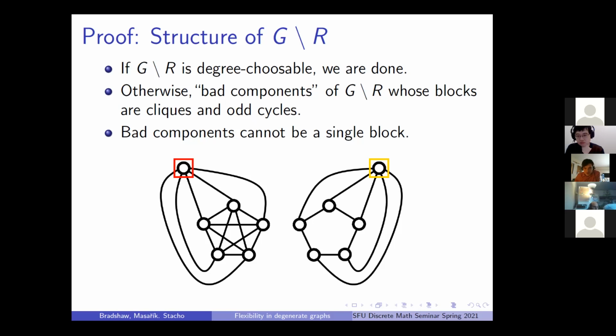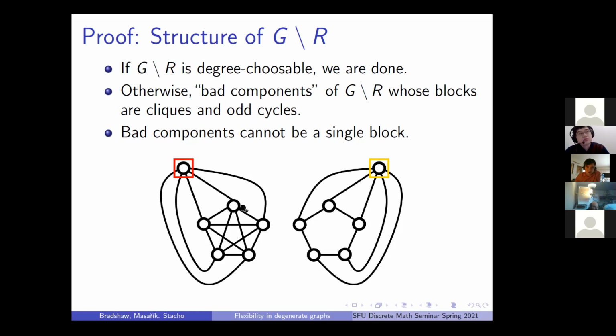One thing we can figure out about these bad components is that they cannot just be a single block. That is, they cannot be a single two connected graph. I won't go into too much detail about why, but essentially, if we have a two connected component in G minus R that's not degree choosable, it would have to be a clique or an odd cycle.